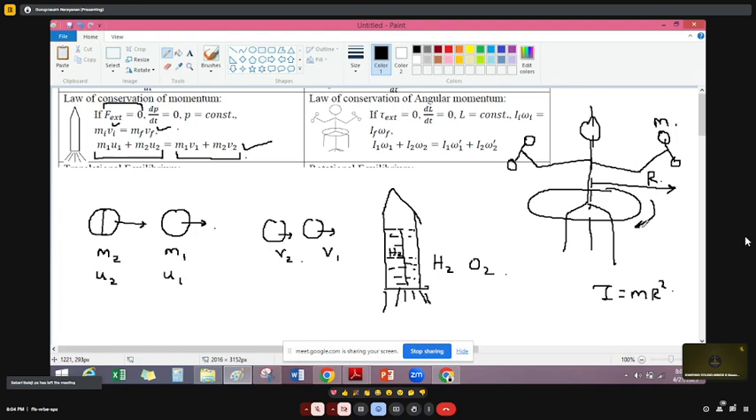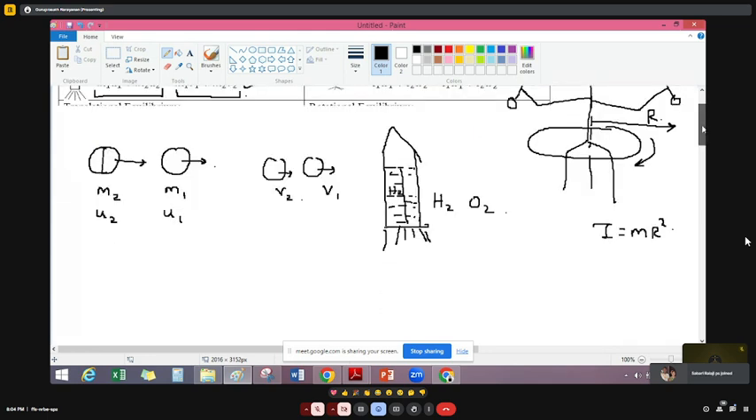Suppose if I'm turning in the turntable, and suddenly if I pull this dumbbells close to me, right? If I am coming closer, right? If I keep my dumbbells very close to each other. Now what happened? The radius actually reduced. So since the radius decreased, right? The mass is same, but the radius decreases.